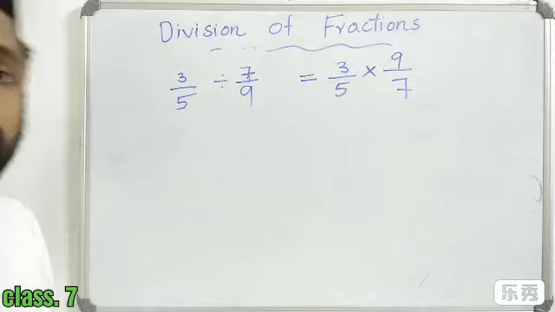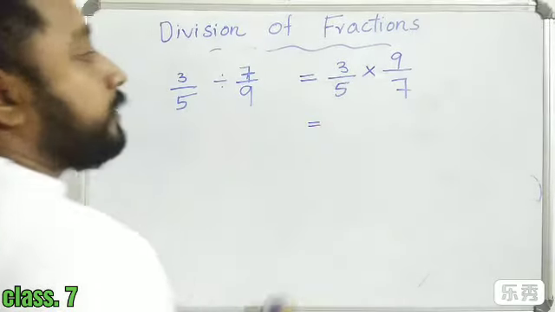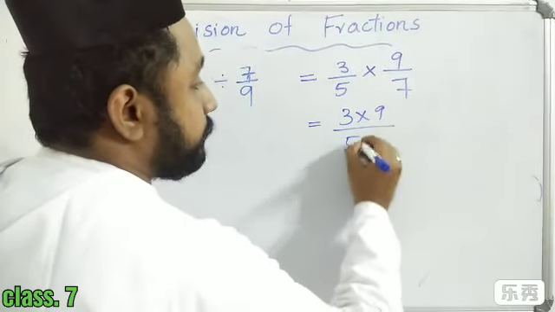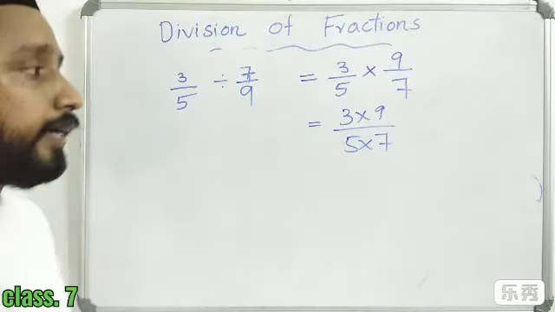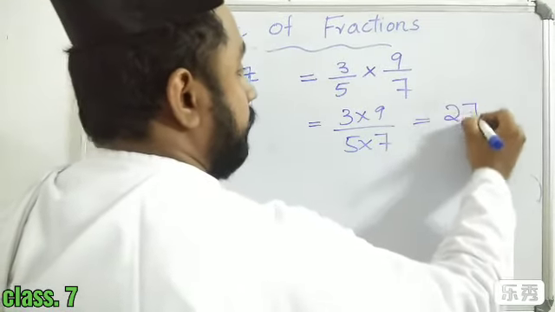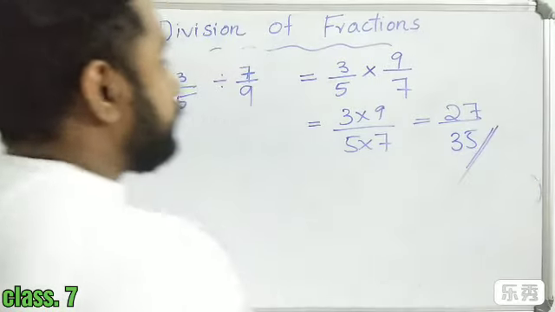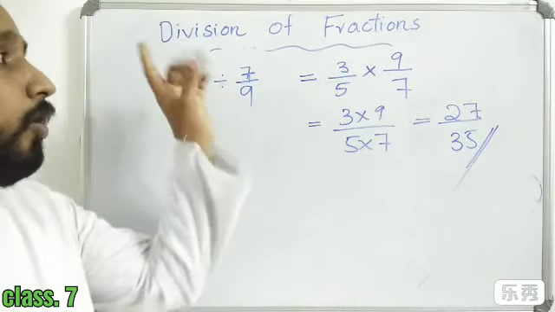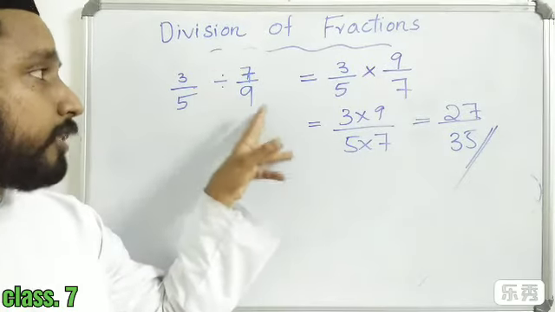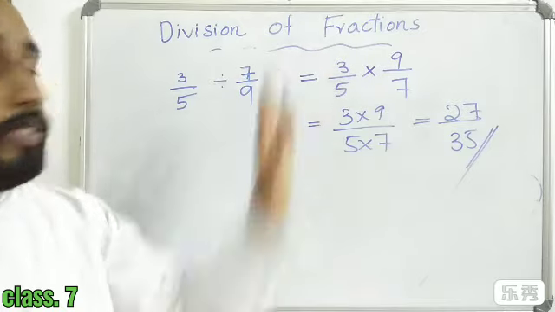Now we know how to multiply two fractions: 3 into 9 by 5 into 7, which is equal to 27 by 35. So the rule is to change the division into multiplication. In order to divide a fraction by another fraction, multiply the fraction with the reciprocal.